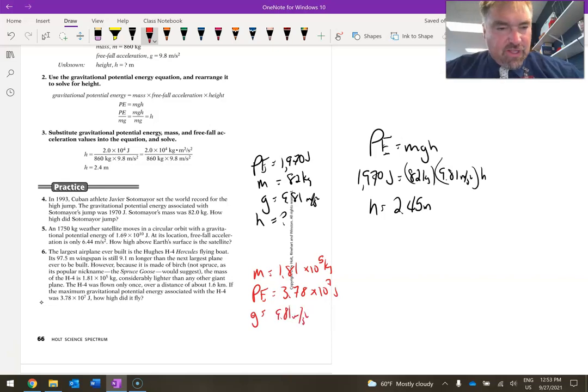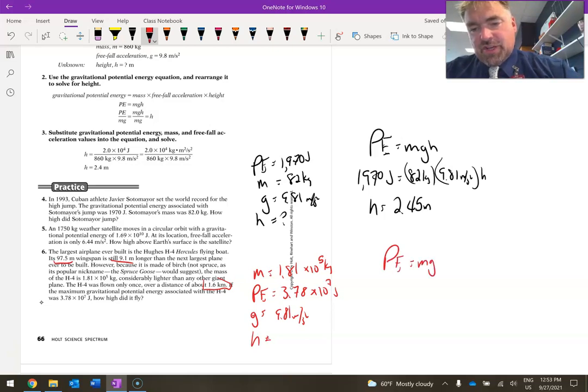Now you notice they give us a lot of extra numbers. They told us its wingspan, how much longer it is, the distance it flew. We have to be able to discern what's important and what's not. So we're looking for height. How high up did it fly? So potential energy is equal to that mgh again.